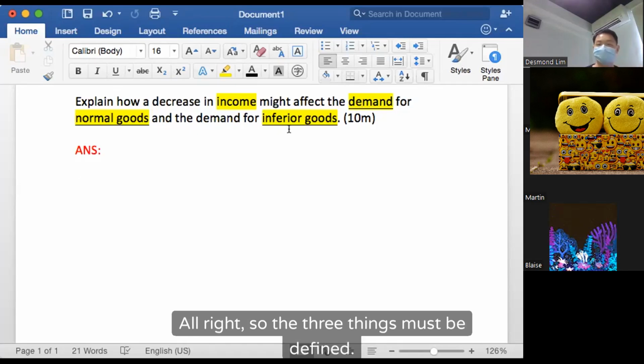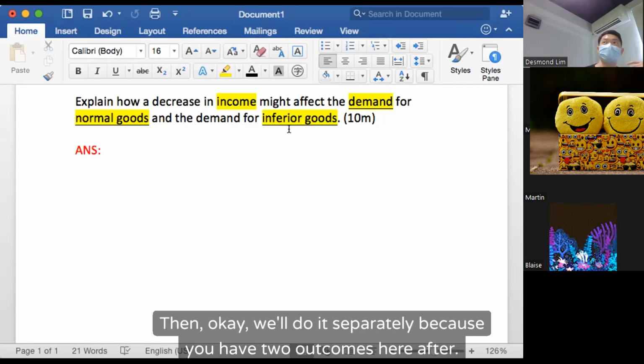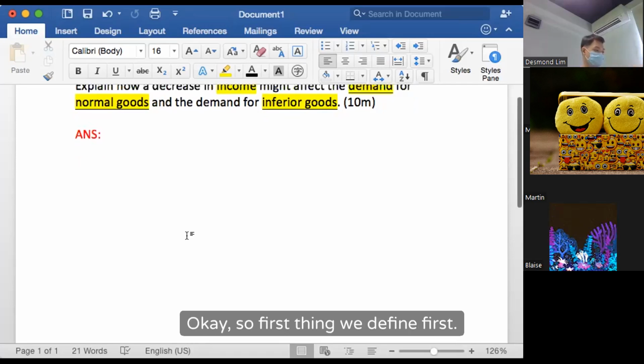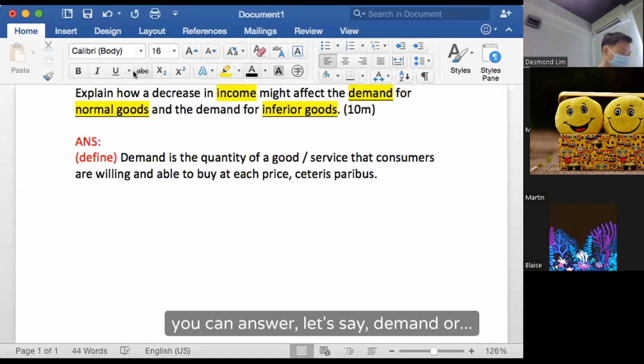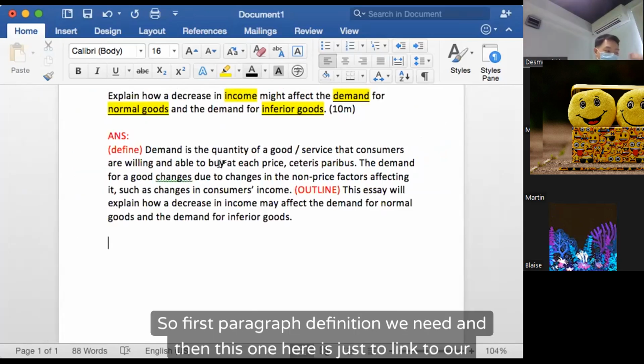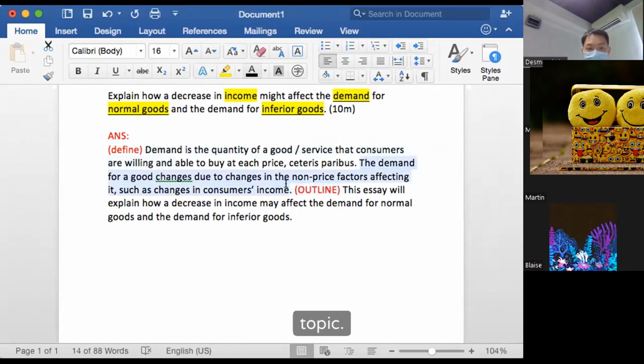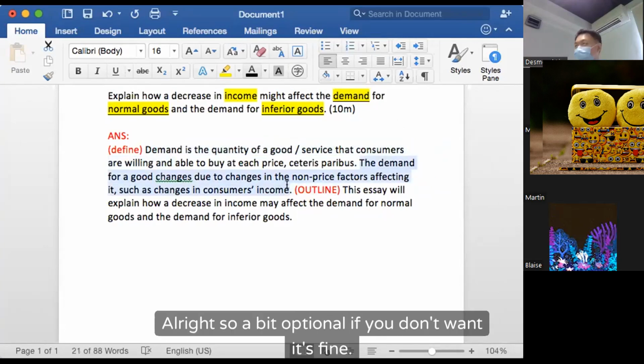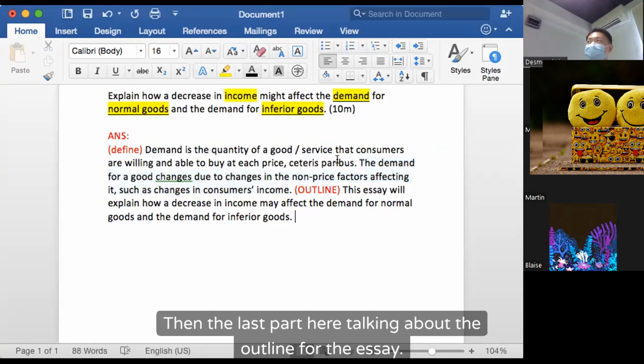So the three things must be defined. Then we'll do it separately because you have two outcomes you're after. So first thing, we define first. Let's say demand for, so I was guessing. Our first paragraph is the definition we give, and then this one here is just to link to our topic. A bit optional. If you don't want, it's fine. Then the last part here is talking about the outline for the essay.